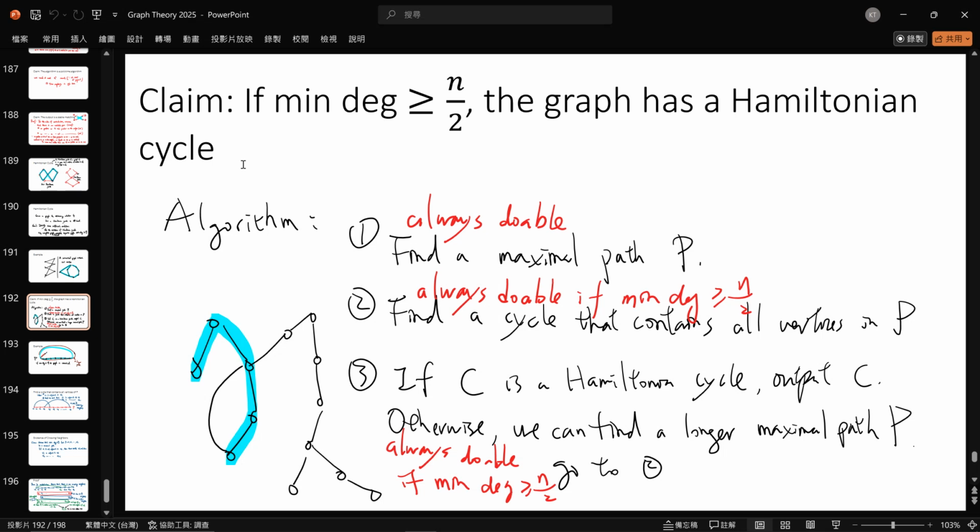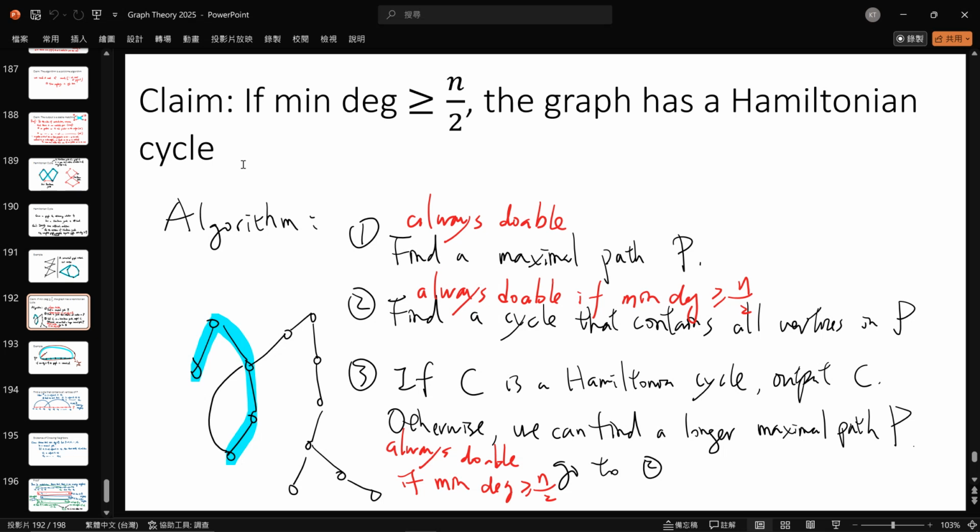After you find a maximal path, you try to find a cycle that contains all the vertices on this path. Recall that a maximal path is a path such that you cannot further add more edges or vertices to the path, for example, like this blue path. It is maximal, not the longest path, but maximal in the sense that we cannot extend or add any more edges to its endpoints.